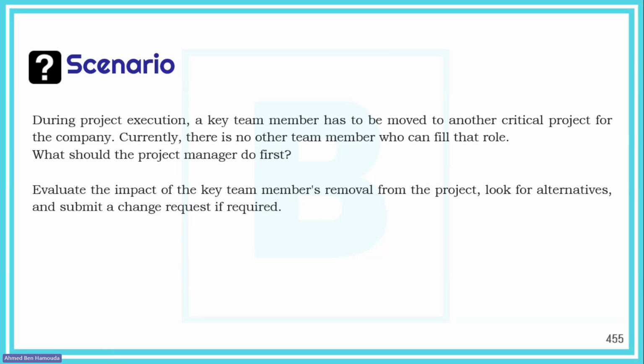During project execution, a key team member has to be moved to another critical project for the company. Currently, there is no other team member who can fill that role. What should the project manager do first? Now, if a key team member to my project has to be moved to another critical project, that means actually I'm not in a projectized organization. I'm more in a weak matrix, maybe functional organization, which means, in this case, I need to evaluate the impact of the removal of this key team member.